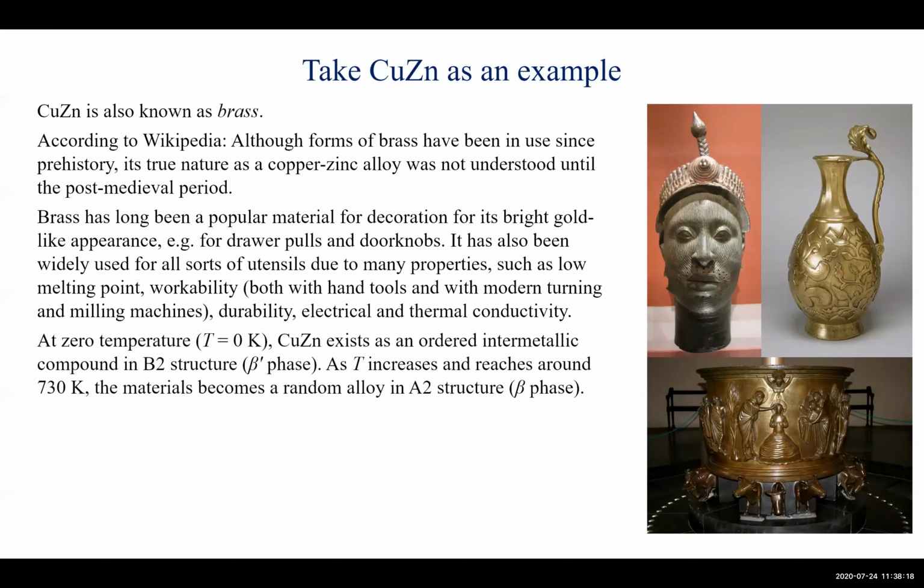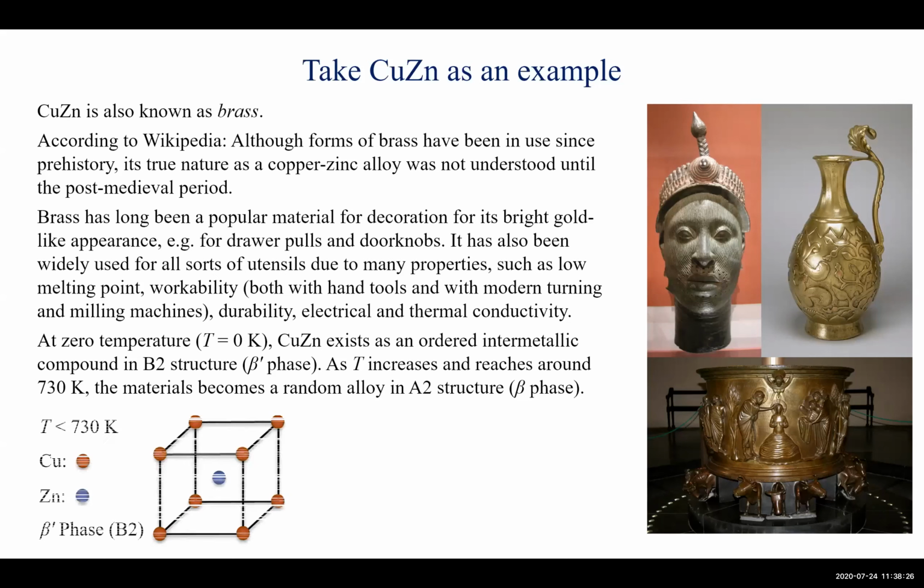All these different properties mean it can be used for different applications. The interesting part of this material is that at zero temperature, copper zinc is an ordered structure. It's called a B2 structure, and it looks like this. At zero Kelvin, copper and zinc are arranged regularly like a cube: at the corner is copper and at the center is zinc. It's an ordered structure.